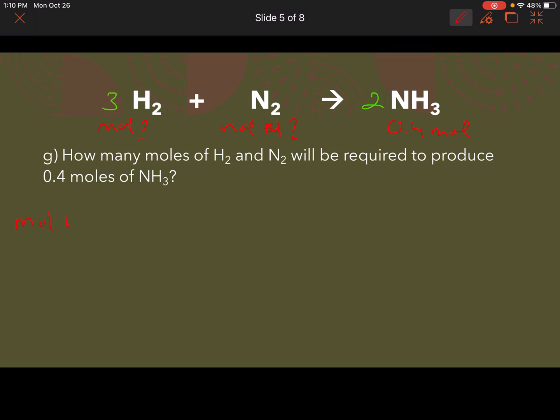So I'm going to find moles of H2. I'm going to do that first. What do I know? I know that I've got 0.4 moles of NH3. Now I've got my conversion factor.